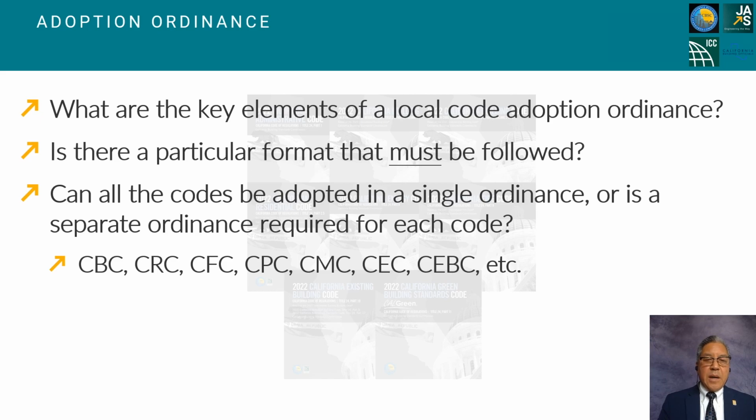So let's talk about what it takes to assemble an actual local code adoption ordinance and the key elements that should be included. First of all, there is no mandatory format. Different jurisdictions do things as they feel appropriate. And since there's no mandatory format, any of the 13 disparate parts of Title 24 may be amended and adopted by an individual ordinance, or they may all be amended and adopted at the same time in a single ordinance.